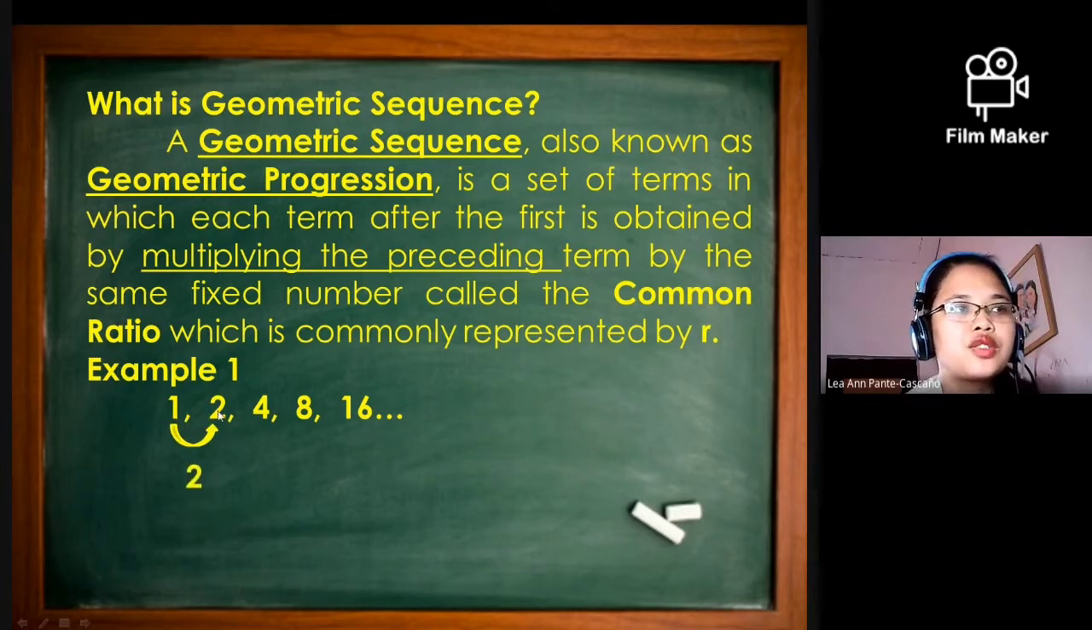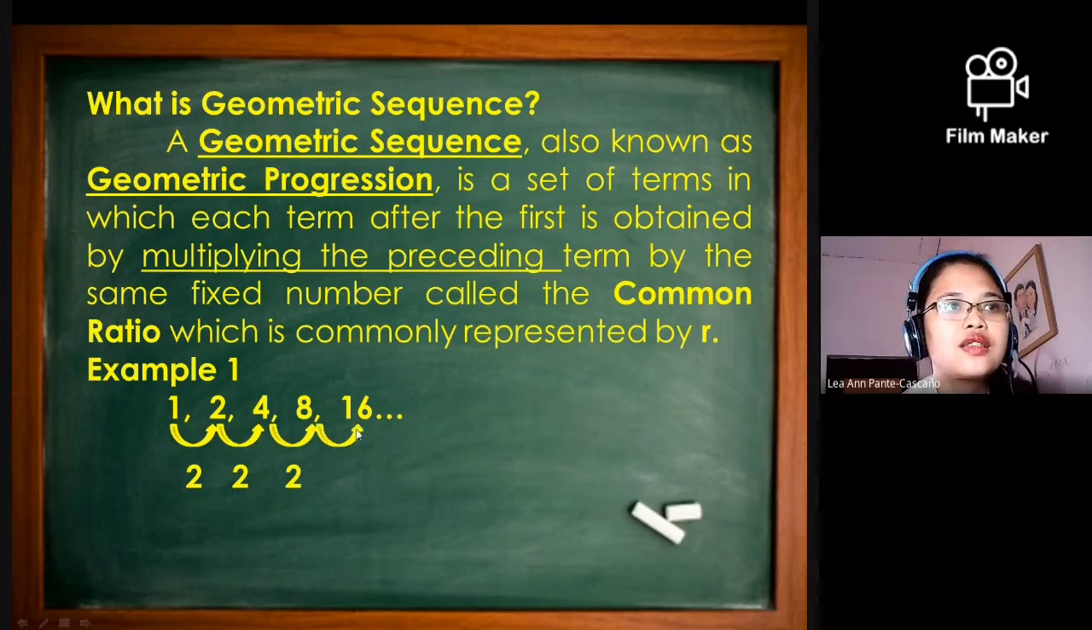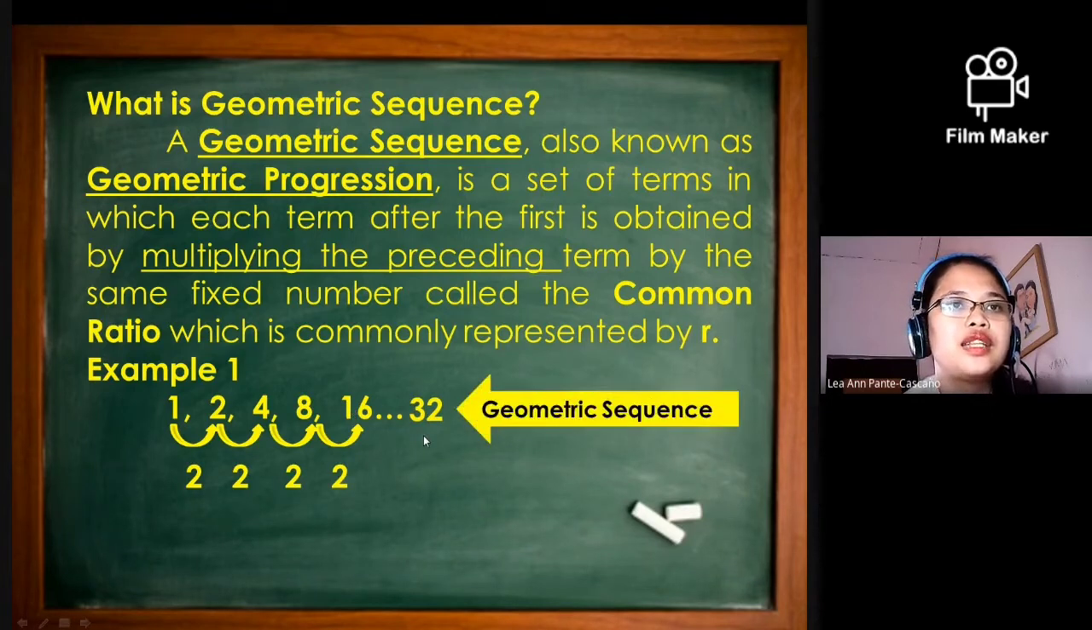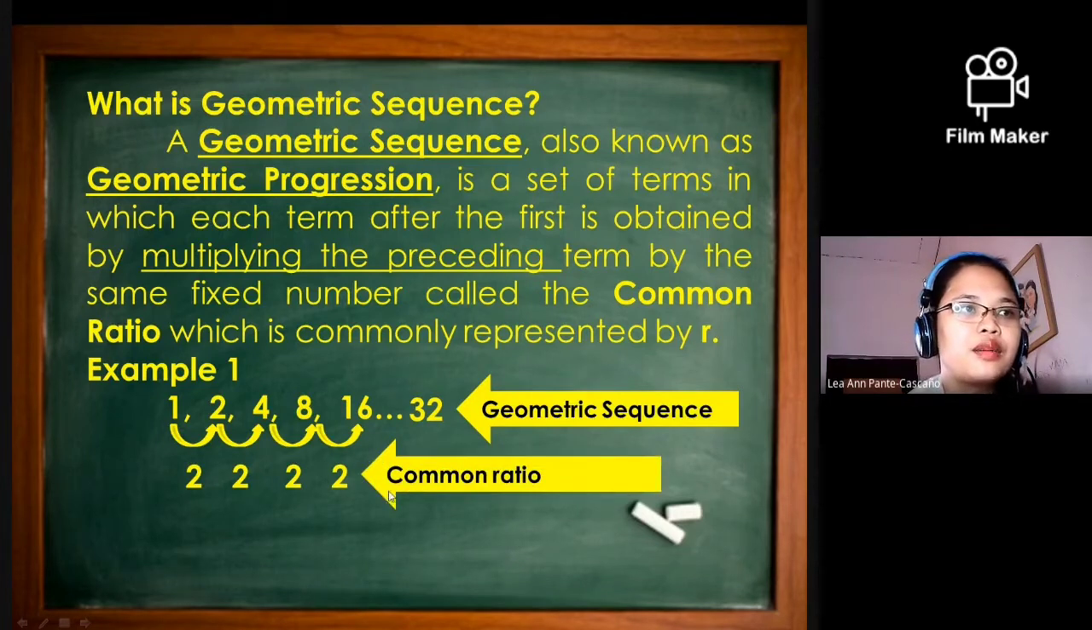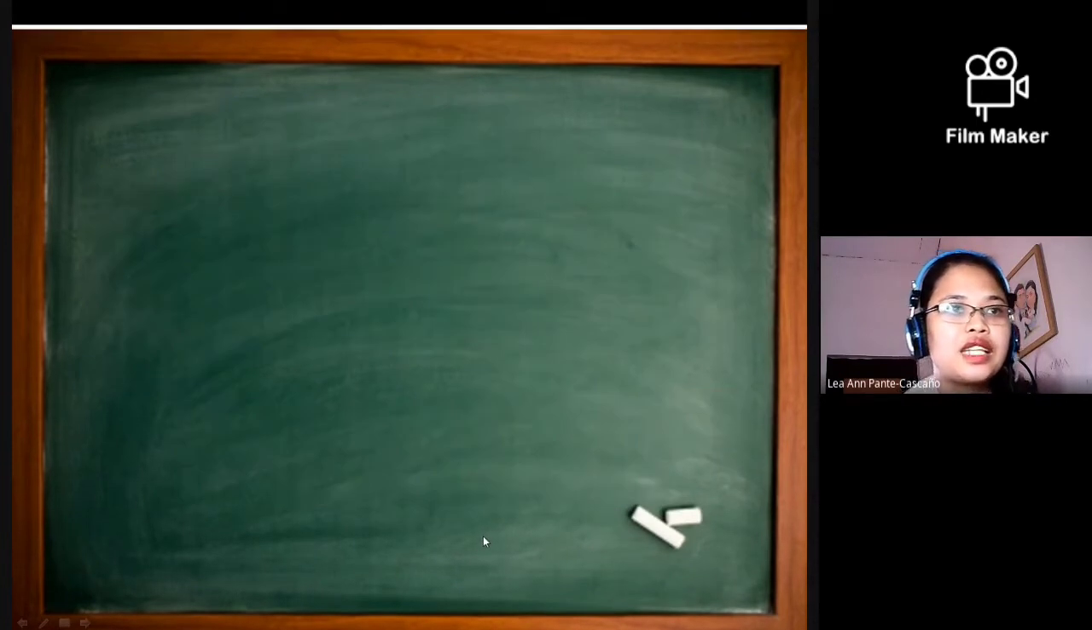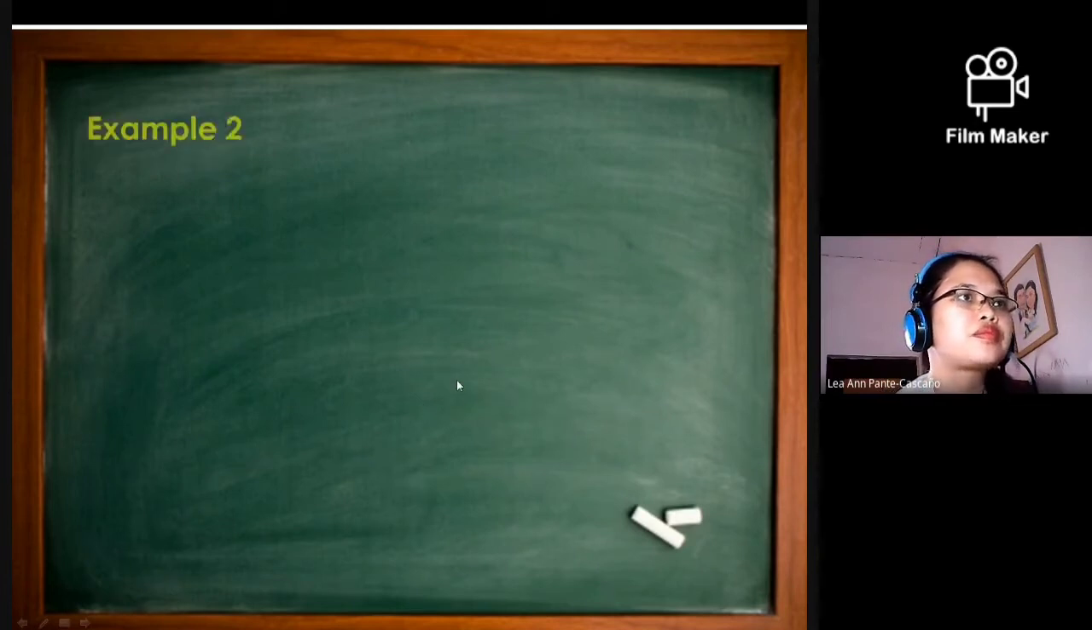So 1 times 2 is 2. Times 2 again is 4. 4 times 2 is 8. 8 times 2 is 16. So therefore, the next term for this is 32 because 16 times 2 is 32. And this one is an example of geometric sequence. These numbers ay tinatawag po naman natin common ratio because they are the same. And that is the same number that we multiply to the first term.